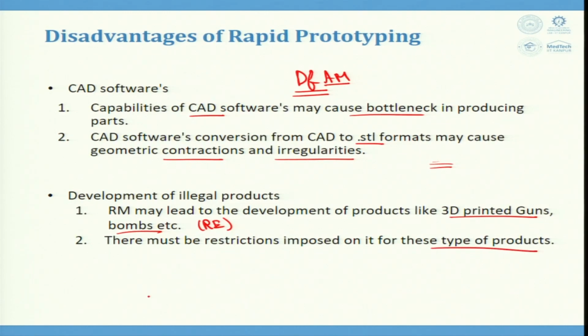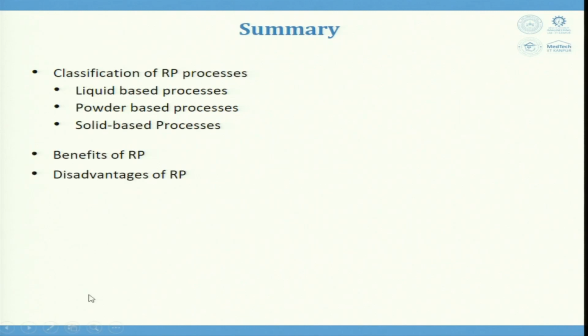to be re-engineered. So, to summarize, this classification of rapid prototyping processes was seen, in which we covered liquid based processes, powder based processes and solid based processes, and some of the majorly used processes were also discussed in detail. Benefits and disadvantages of rapid prototyping were given in this lecture.